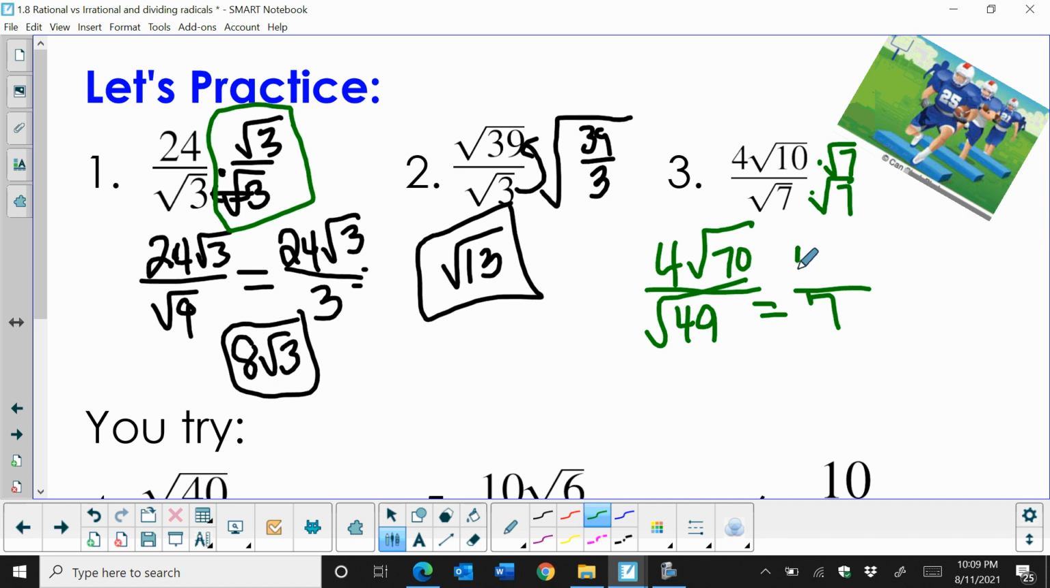Well, square root of 70 does not simplify because the only factors are 7 times 10, and 10 is 2 times 5. And there are no pairs there. Therefore, we can't simplify that. So it ends up just being 4 times the square root of 70, all divided by 7, because the 4 and the 7 will not reduce.